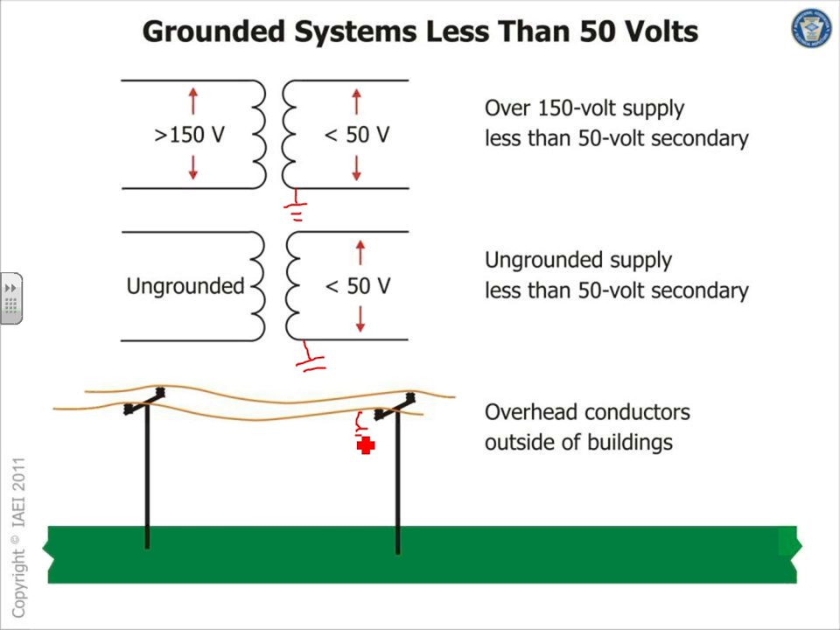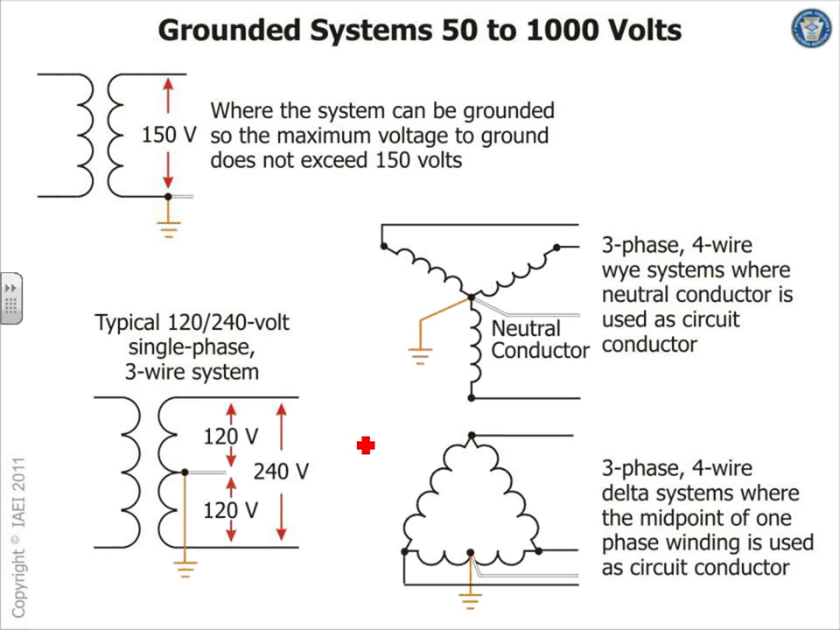So these are the requirements if you have a system of 50 volts or less: it must be grounded. So that doesn't apply to a lot of you. Here's what applies to a lot of us, guys. If you have a single phase system where the system can be grounded, so the maximum voltage to ground does not exceed 150. This one, guys, will cover, I don't know, I've never seen a system 120 only.